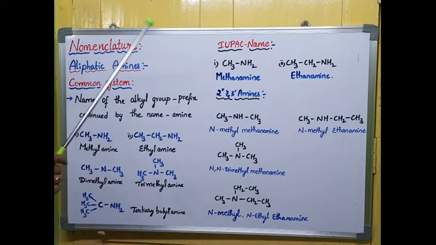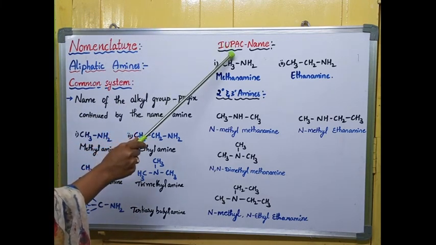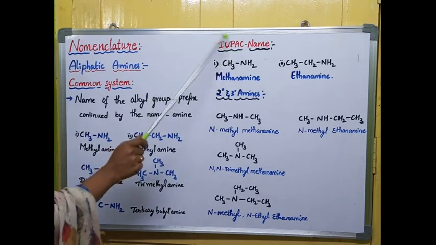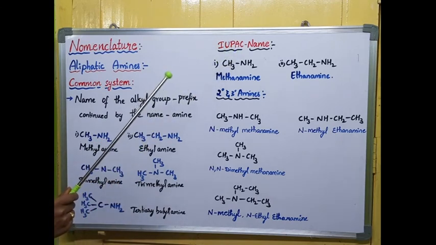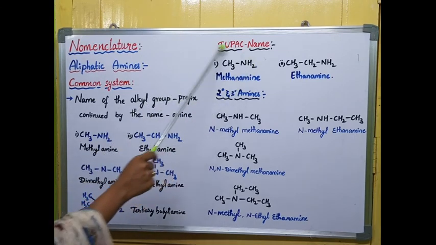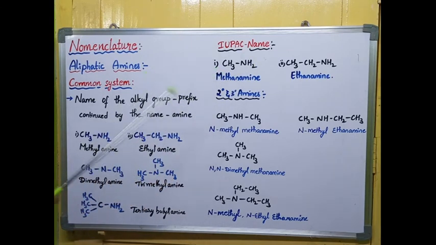So IUPAC means, as you already know, International Union of Pure and Applied Chemistry. This union gives the international naming, which means this name is accepted throughout the world. Firstly, I am naming the primary amines. Next, let us move to the secondary and tertiary amines.